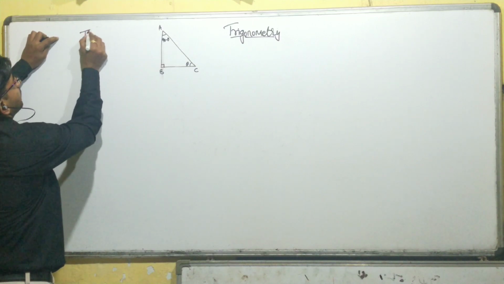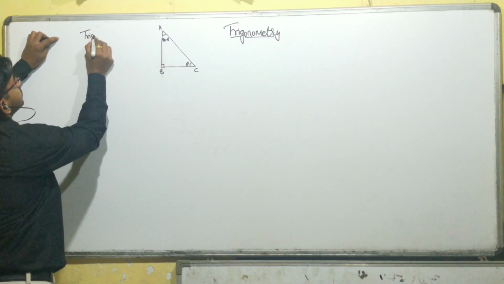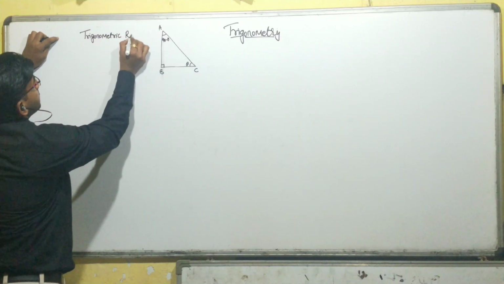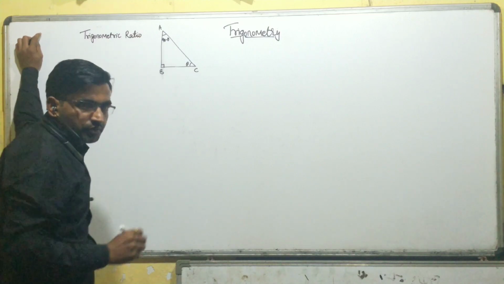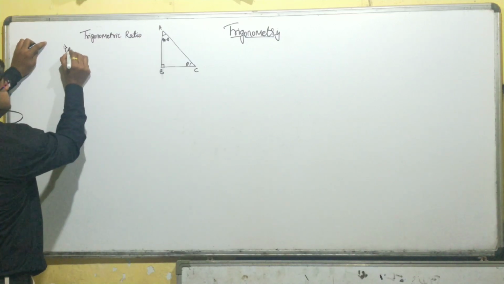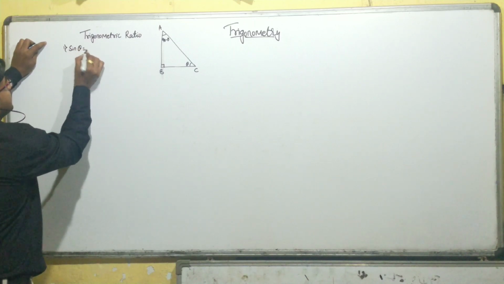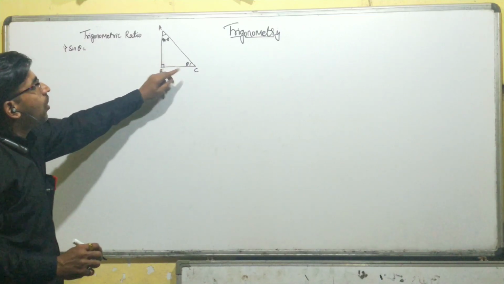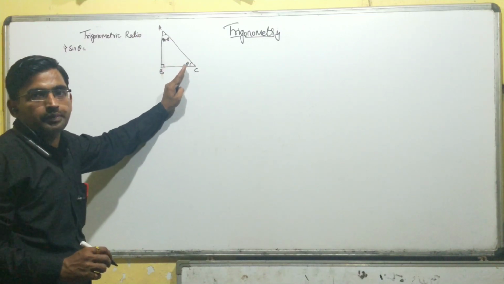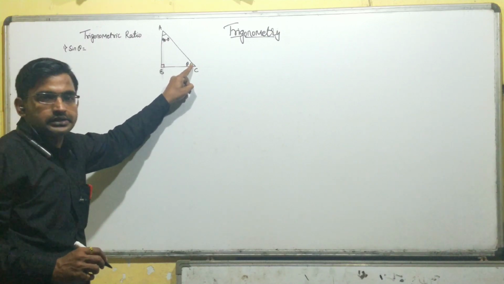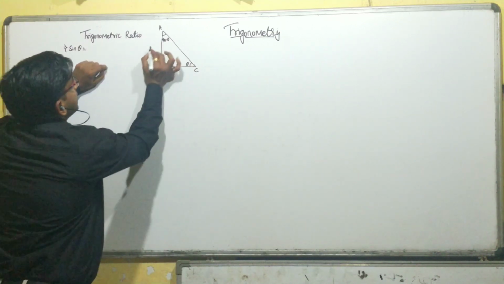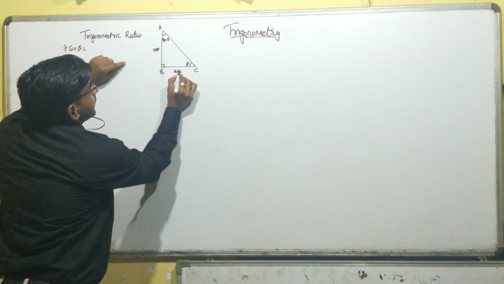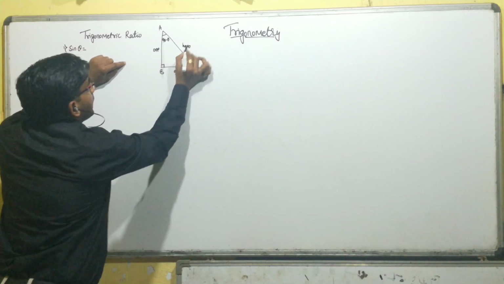This is called the trigonometric ratio, that is your formulas. The first one is sine theta. Suppose this is theta, so sine theta will always be opposite upon hypotenuse. Opposite means, whatever angle you are taking, if you are considering this angle, opposite will be this, and adjacent will be this, and this will always remain the hypotenuse.